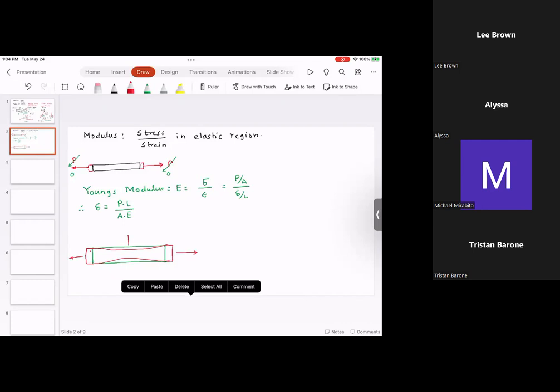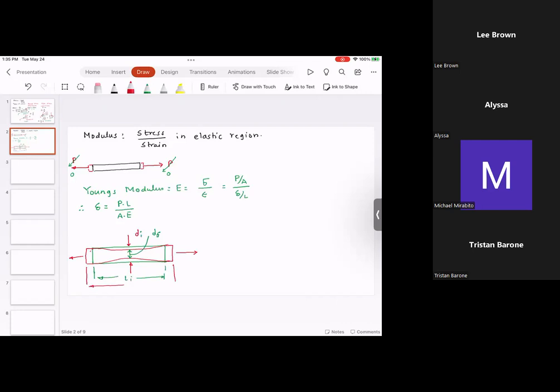So let's say initially this was D, then this became D new, or the better word is D final. D final, this is D initial, and now this is L initial, and then this is L final.